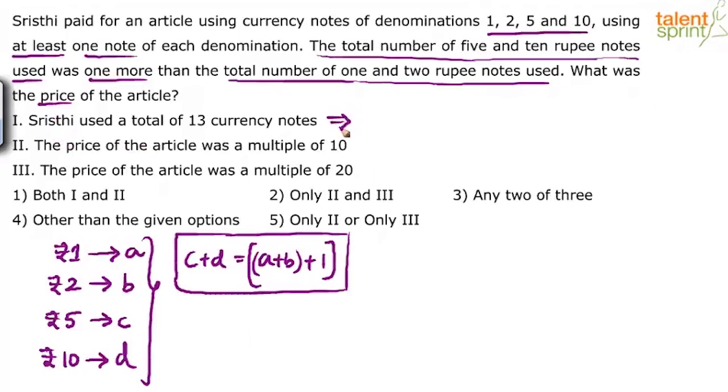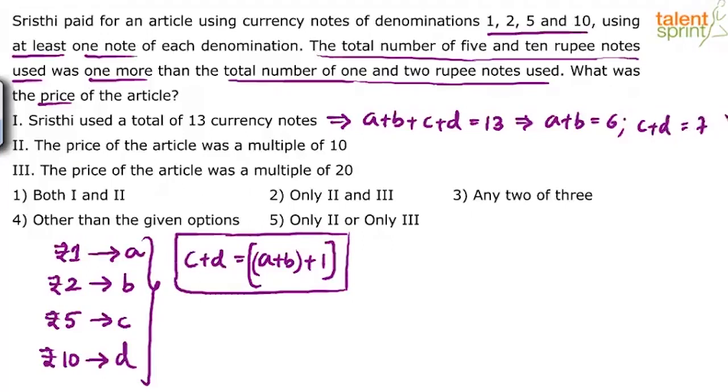Statement 1 says that A plus B plus C plus D is equal to 13. And if I use this point that is given in the question along with statement 1, what do we get? We have to divide A, B, C and D in such a way that the total is 13 and C plus D is one more than A plus B. So I can say that A plus B equals maybe 6 and C plus D equals 7.